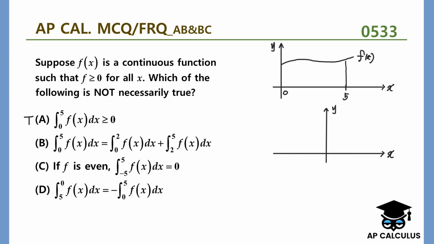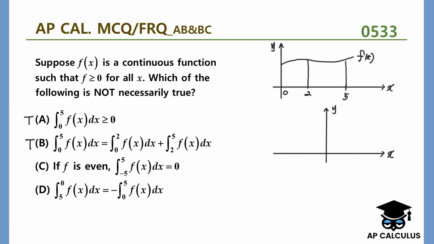Now look at answer choice B. We have the integral from 0 to 5 of f of x dx. Again, that's the area under this curve from 0 to 5. So this region is equal to the integral from 0 to 2 of f of x dx, that represents the area of this region, plus the integral from 2 to 5, that's the area of this region. So the sum of these two is equal to the area of the whole region. So B is true.